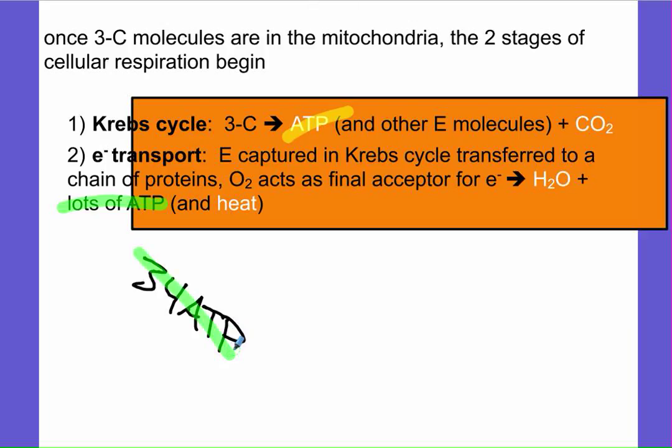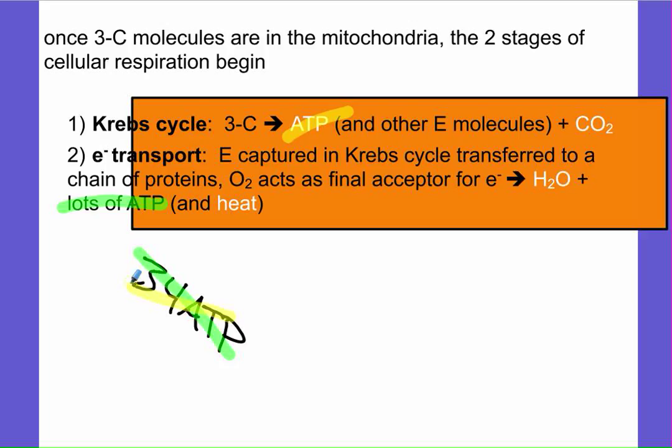At the end of the day, most of it was from electron transport, a little bit was from the Krebs cycle. Remember, none of that was from glycolysis because I had to invest that energy. I couldn't keep it. So net per glucose molecule, you make 34 ATP.